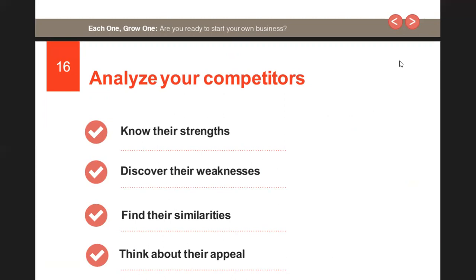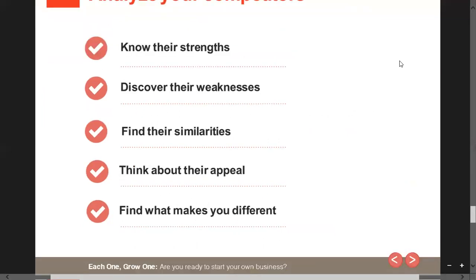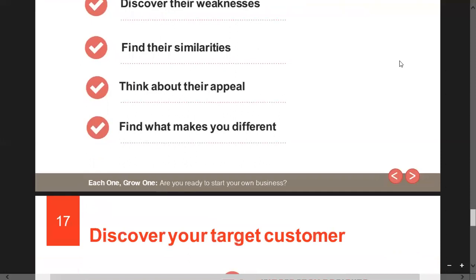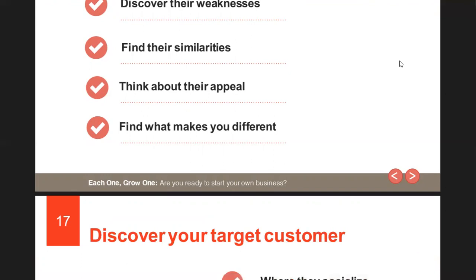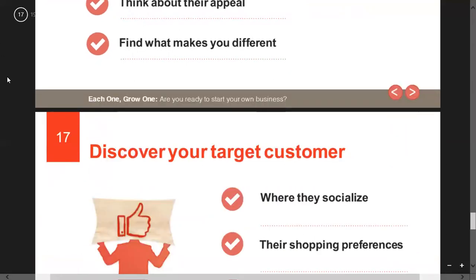Like here you can see, know the strength, discover the weaknesses, find their similarity, what are the similarities that they have, right? And think about their appeal and find what makes you different. If they have a similarity, you try to transform or make your product or your good different from them in order to attract the public or customer.